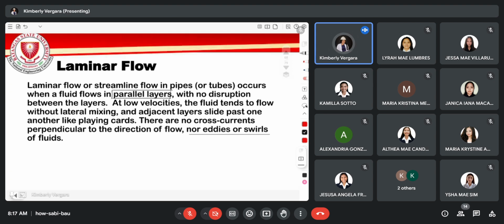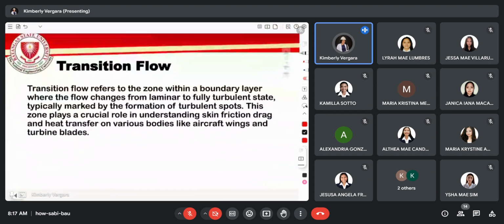Pag naman, sinabi natin transition flow, ito po yung boundary from the laminar flow papunta po sa ating turbulent flow. Okay, ito po yung nasa gitna. So, it is typically marked by the formation of turbulent spots. So, dito po, nagsisimula po tayo magkaroon po ng turbulence. Okay, so from laminar to turbulence.